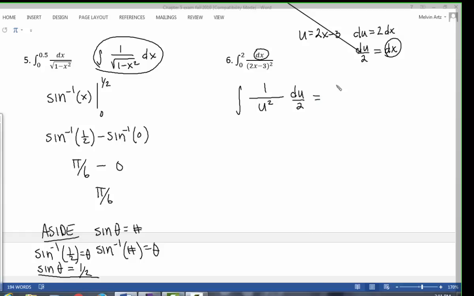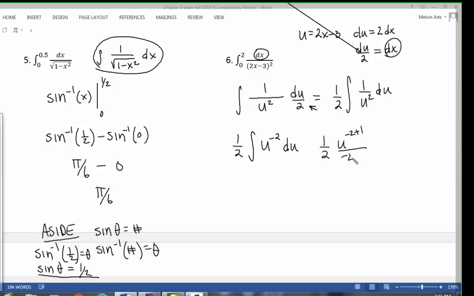Now we could rewrite this as 1/2, bringing this 1/2 out front, times the integral of 1 all over u squared du. So we have 1/2, and I'm going to rewrite my integral as u to the negative 2 du. Now I'm going to apply our rule, and so the antiderivative would be u to the negative 2 plus 1 all over negative 2 plus 1, which equals 1/2 u to the negative 1 all over negative 1.